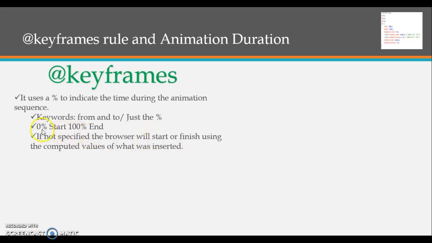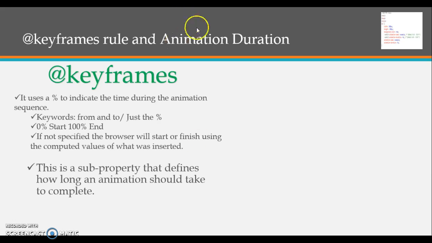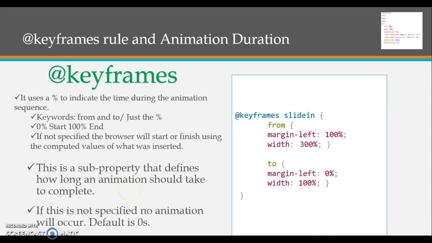So once again, 0% will actually define the start and 100% will define the end of the animation. If this section is not specified, the browser will start or finish using the computed values of what was inserted. The animation-duration is a subproperty that defines how long an animation should take to complete. If this is not specified, no animation will actually occur, because the default is 0 seconds, and well, nothing can really happen at 0 seconds, right?